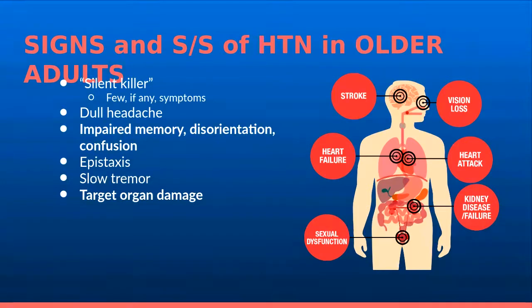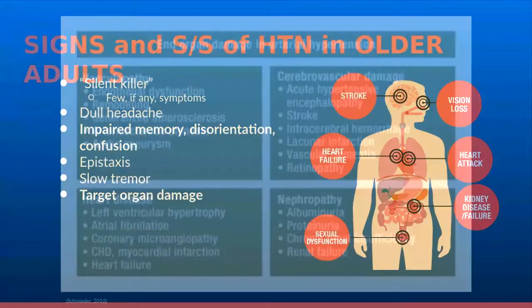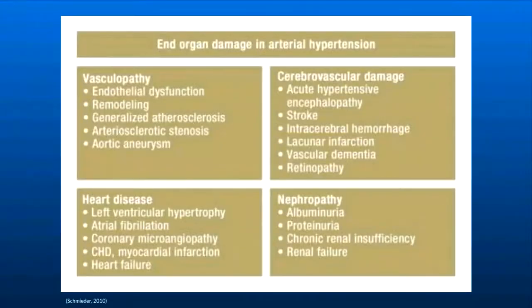On this slide, this is an easy way to show some of the target organ damage that can occur when hypertension goes unnoticed. You have vascular impacts like endothelial dysfunction, stenosis, aneurysms, as well as cerebrovascular damage like stroke and vascular dementia, and then heart disease and chronic renal insufficiency.